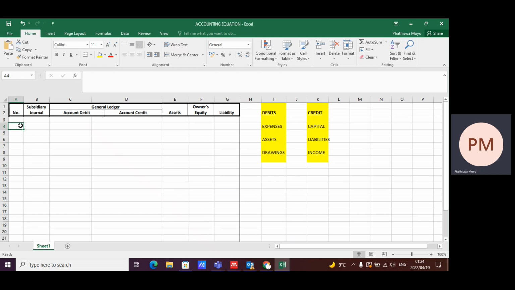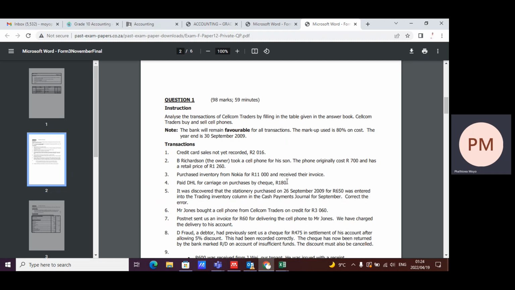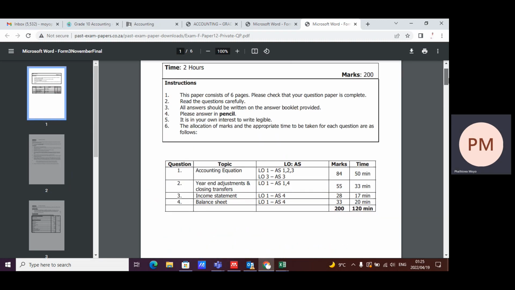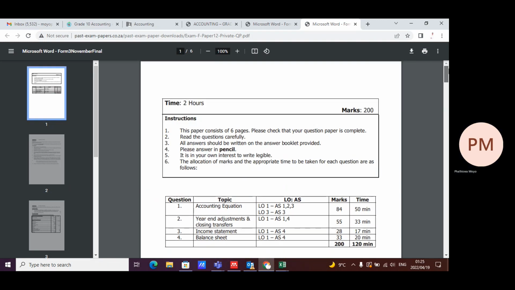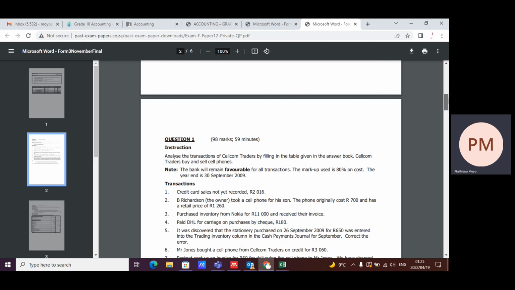So I got a question paper online. This is past exam papers. The website is past exam papers. So this question paper I did not develop. I wanted something that has been set at a national standard. So I'm going to be putting government question papers and IEB question papers alike. So I want us to apply what we have learned.